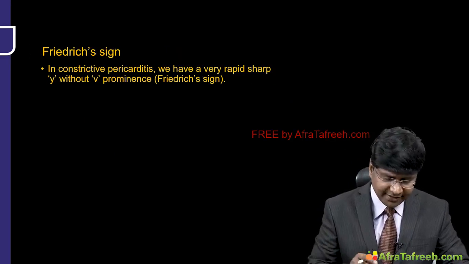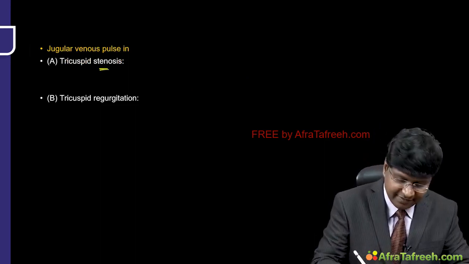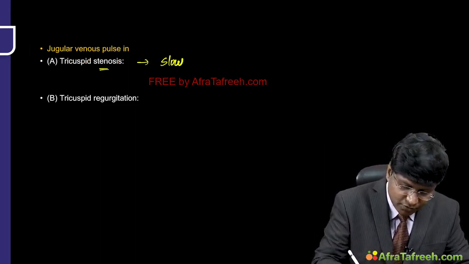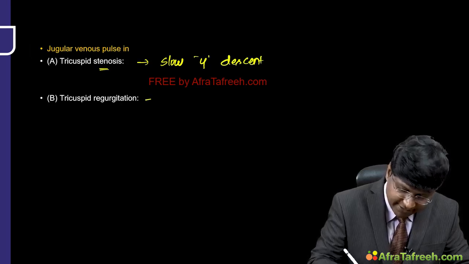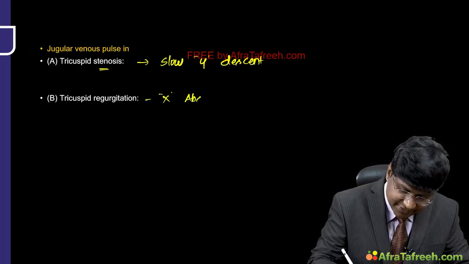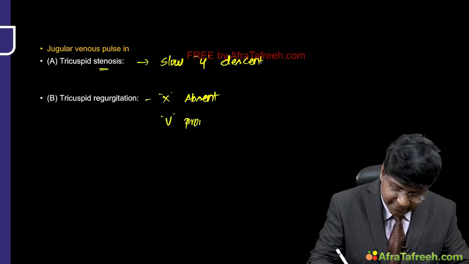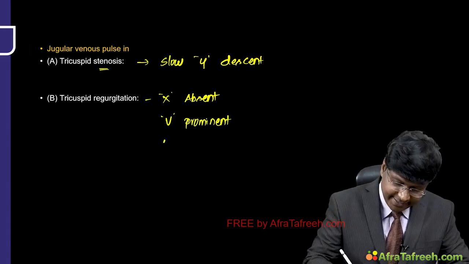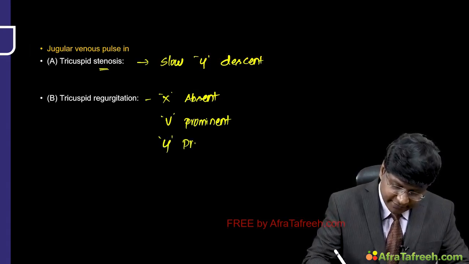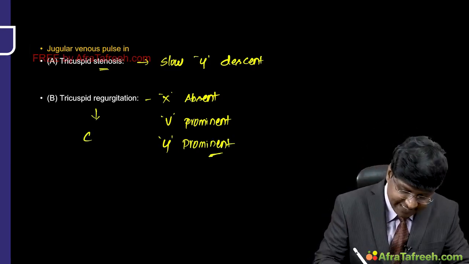So if you take the jugular venous pulsations, I mean the abnormalities, in tricuspid stenosis, what are you having? You are having slow Y descent. Whereas in tricuspid regurgitation, what are all the abnormalities? The X wave is absent. Okay, that is one thing. V wave is prominent, right? Or V wave amplitude is elevated. And how is the Y wave? Even the Y wave is also prominent and as well as rapid. So these are the waves in case of tricuspid regurgitation, and you have what is called the CV wave.